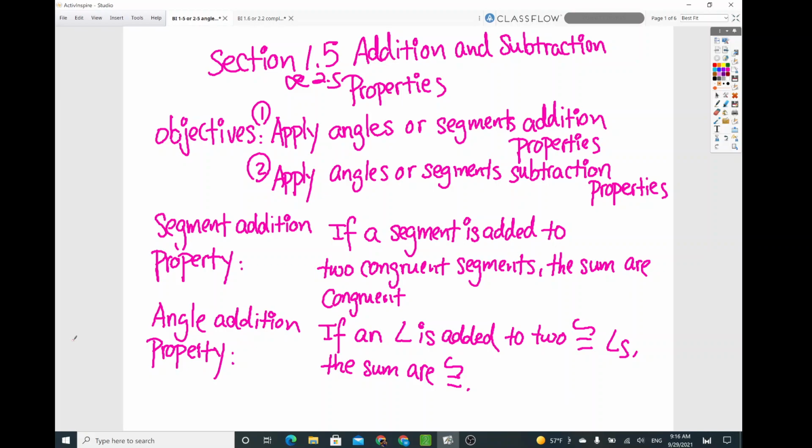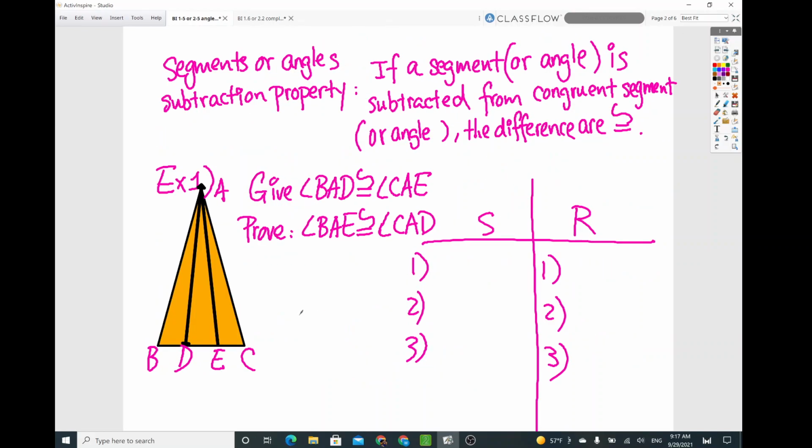For the segment addition property, if a segment is added to two congruent segments, the sums are congruent. Angle addition property: if an angle is added to two congruent angles, the sums are still considered congruent. Congruent means they have the exact same measurement. Now we'll take a look at some examples, especially for the two-column proof.